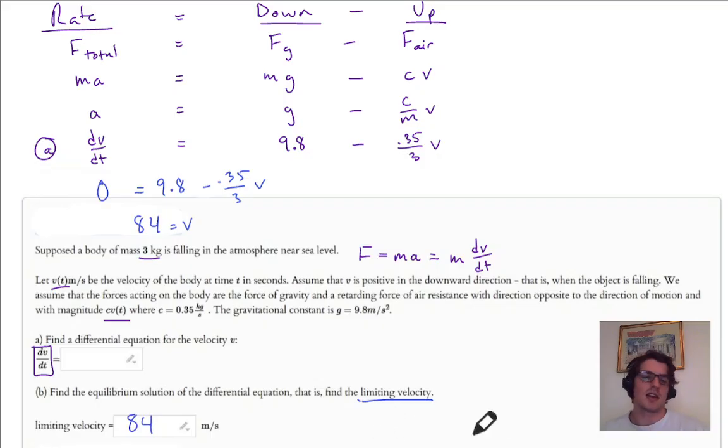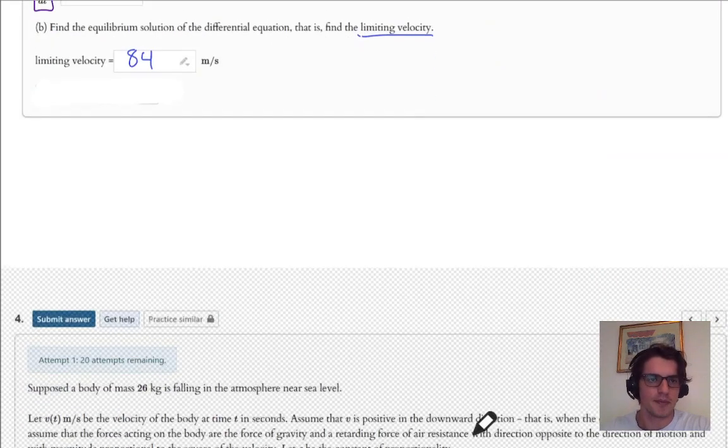And what that means, in a physical sense, is once we reach a velocity of 84 meters per second, we will not accelerate anymore. So you won't continue to fall faster to the ground. You'll stay at 84 meters per second. Okay.